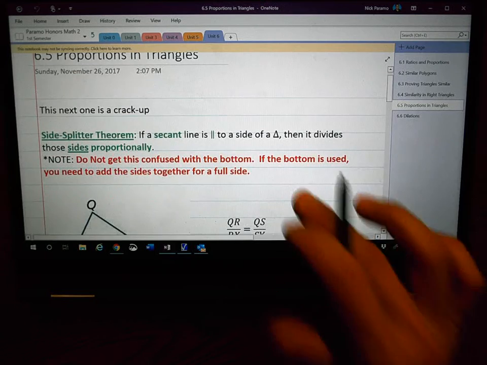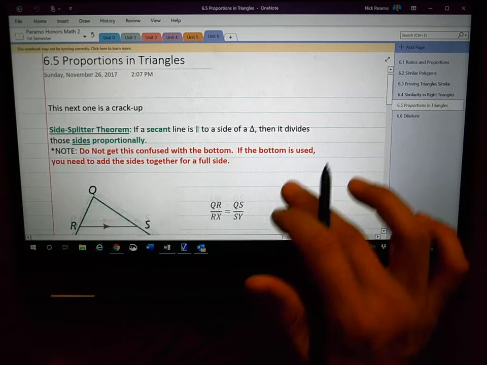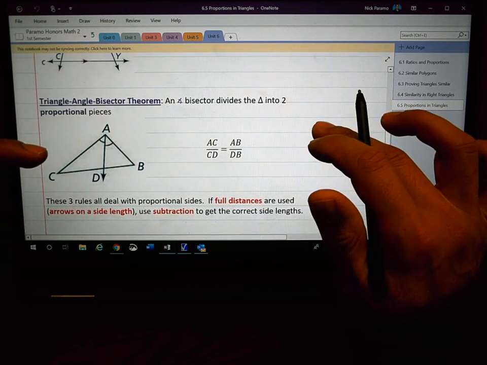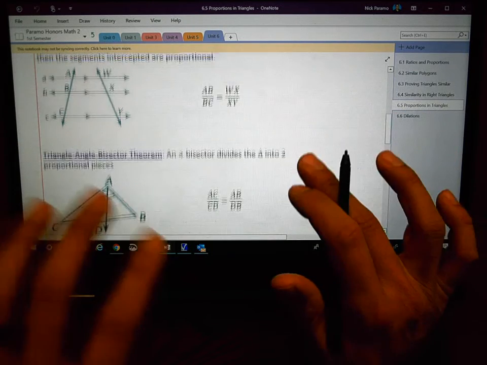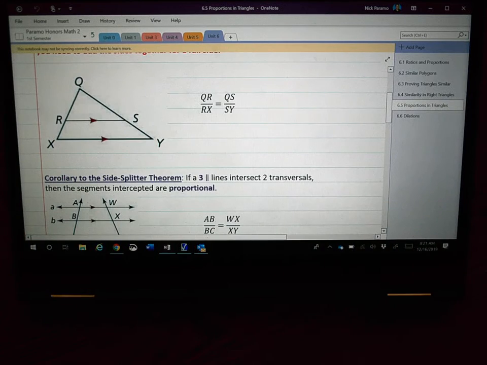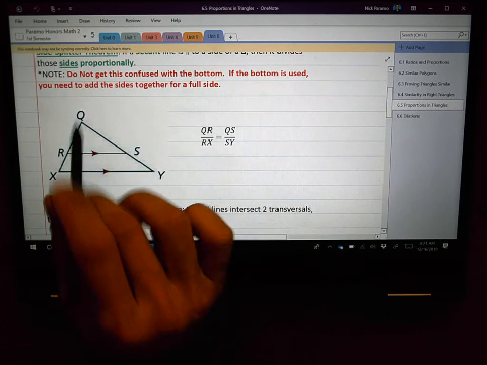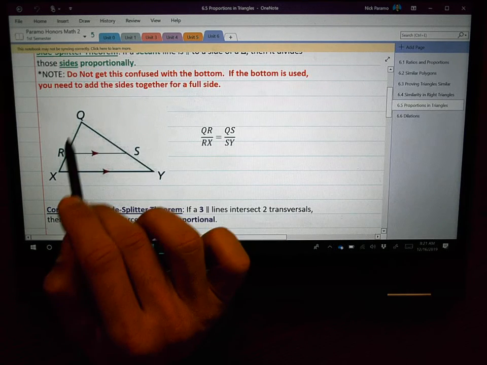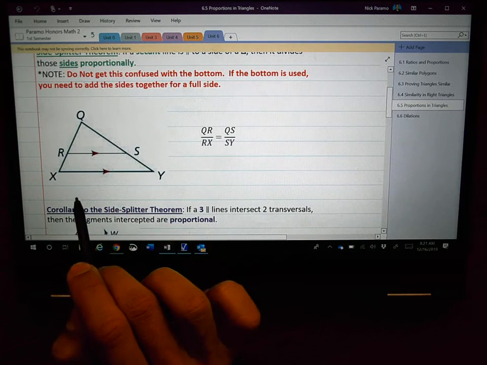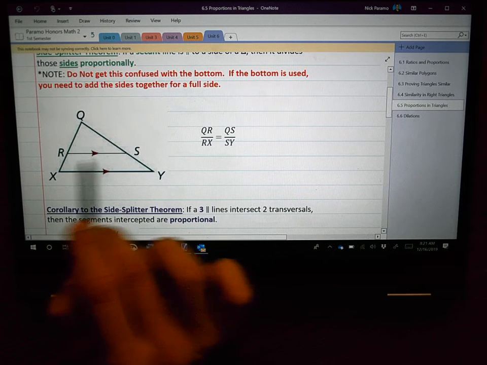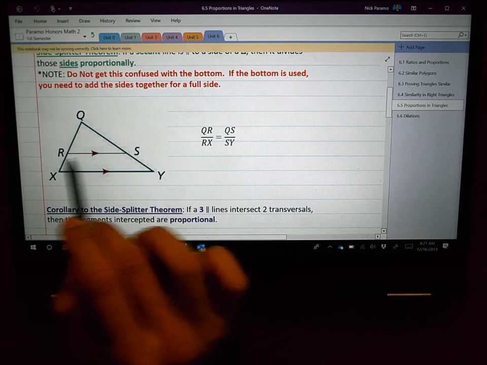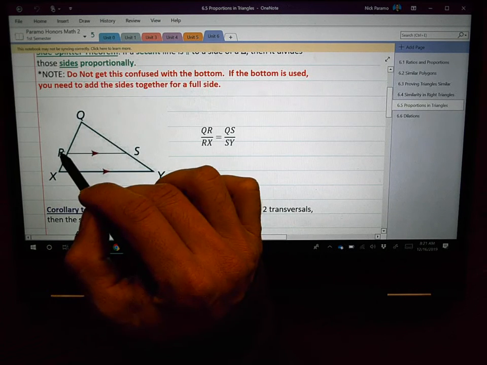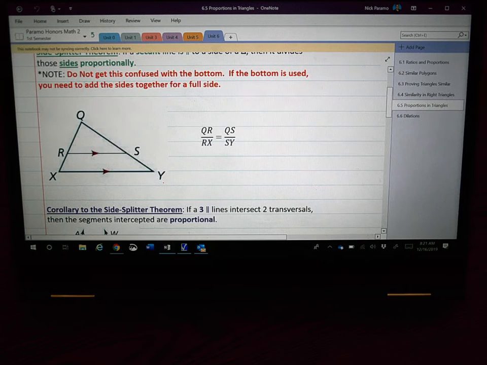The last 3 examples were in Section 5. They use the side splitter theorem, the corollary to the side splitter, and then the triangle angle bisector theorem. So those are 3 different ways things could be proportional. I just had to make sure you remember that, don't get it confused with the bottom. Since this cuts this side and this side, that's what's proportional, not the XY and the RS. If it deals with the RS, the parallel lines, those ones you're going to have to use small triangle, big triangle to set up your proportions.